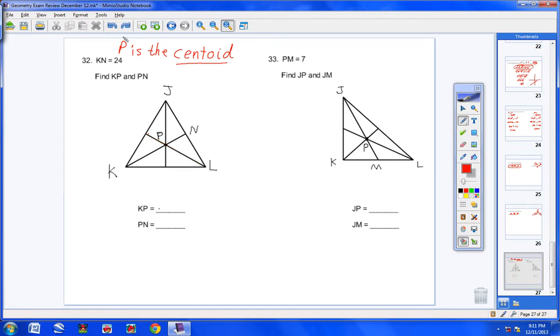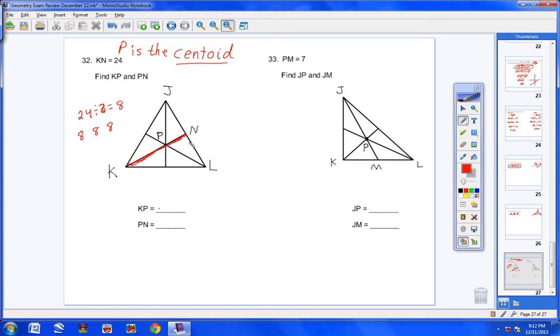Okay, so with that in mind, here we go. Let's get started. I'm telling you that KN is 24. So this whole line right here is 24. Now think about that for a second. I'm going to take 24 and divide it by 3. Now watch what happens when I divide it by 3. That means I'm dividing 24 up into 3 things. 8, 8, and 8, right? Let's talk about this again. I know the length of this whole line is how long?